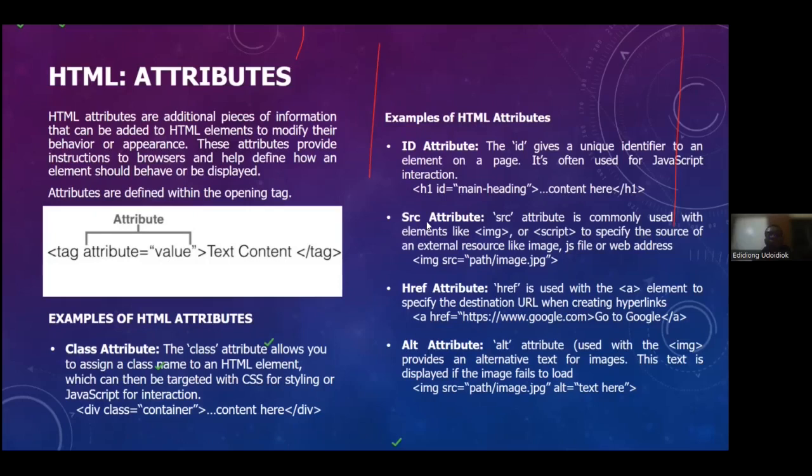Okay, so we have the src attribute, which means source. If you want to include an image or a script file, like a JavaScript file, in your work, you use a source. For example, I specify an image and I use the source, and the source is where my image is located. If I want to put an image in my work, I will specify where my image is located. Then we have the href, that is the hyperreference. That is when you are adding a link to your web page, you will specify where the link should go to.